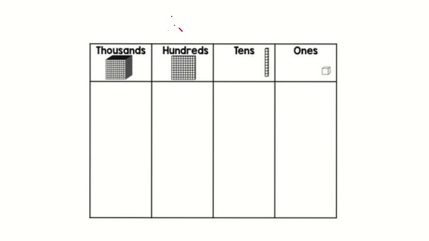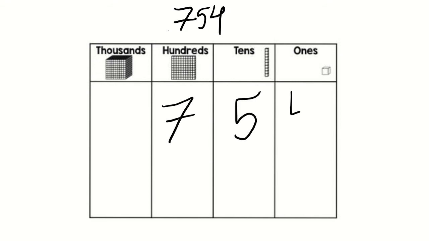So let's focus on hundreds though, and then we'll jump into thousands actually. So if I have a number, how many hundreds, how many tens, how many ones? Seven hundreds, 5 tens, 4 ones. As you can see, there's nothing in the thousands.